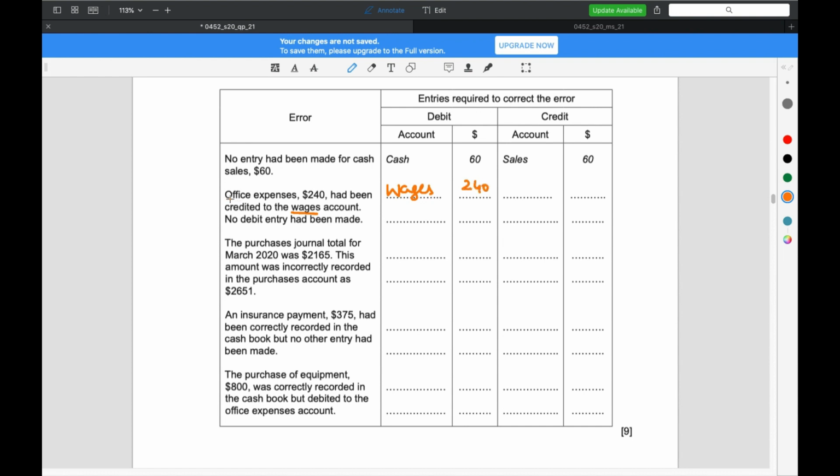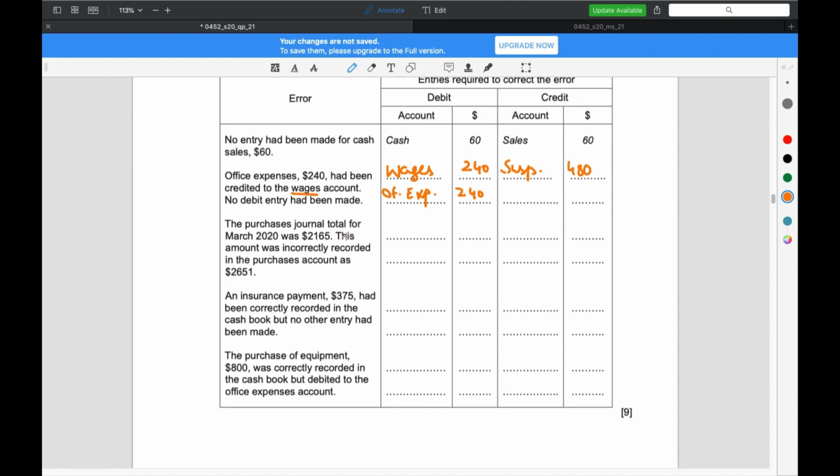And then we are going to debit the office expenses account by $240, because this is the original entry that should have been made. So to balance this side, we are going to credit the suspense account by $480. All right, next one. So this one is done.